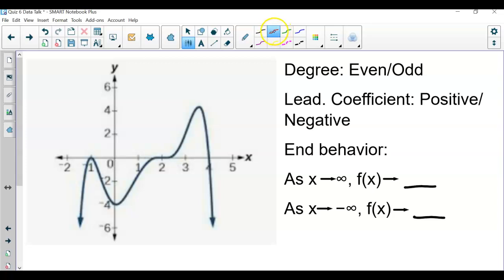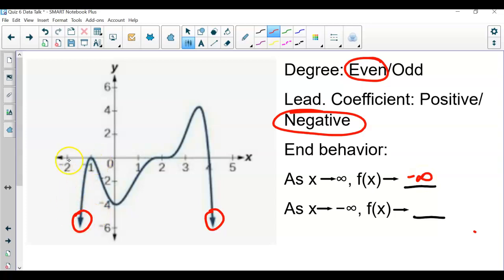And here we go. Notice how both ends of the graph are both pointing the same direction, so this is an even function. Now they're both going downward, so this is a leading coefficient that is negative. And because they're both going down to negative infinity, as x approaches positive infinity, f of x is approaching negative infinity. And even as x is approaching negative infinity, f of x is also approaching negative infinity.